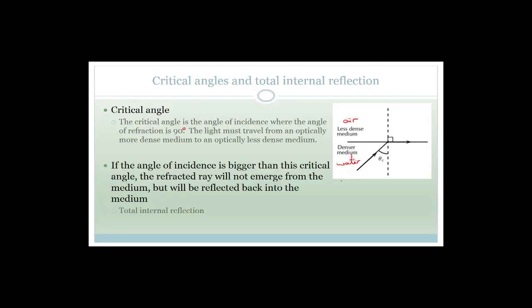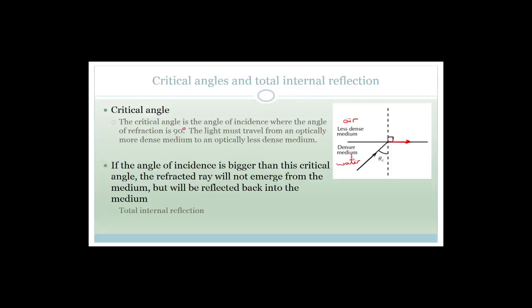Then there will be an angle where the light coming through from the object will hit the boundary, and instead of being refracted, it will travel along the surface of the boundary. In other words, the angle of refraction will be 90 degrees. If the angle then gets bigger, we'll have total internal reflection, and we'll talk about that as well.